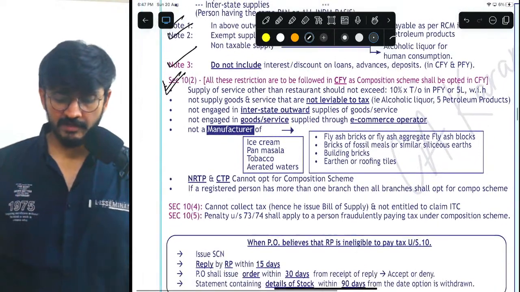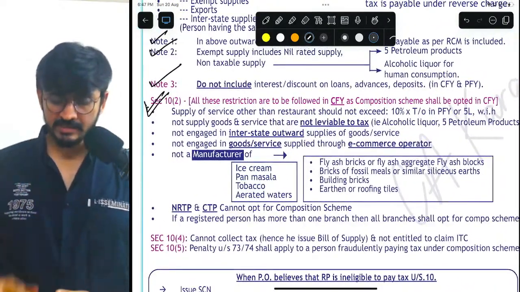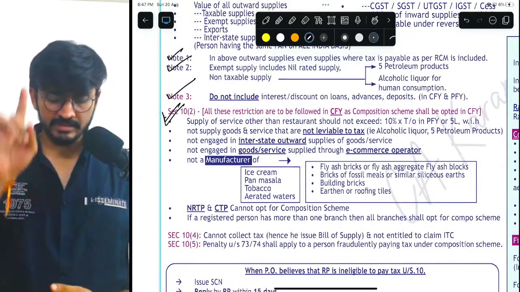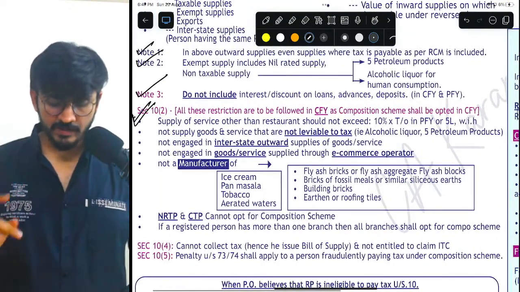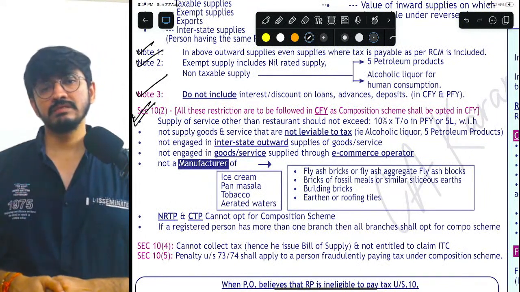Okay. Next is, my dear friends, very simple. 10 subsection 2. When I talk about 10 subsection 2, the concept is very, very simple. Here they are talking about restrictions.